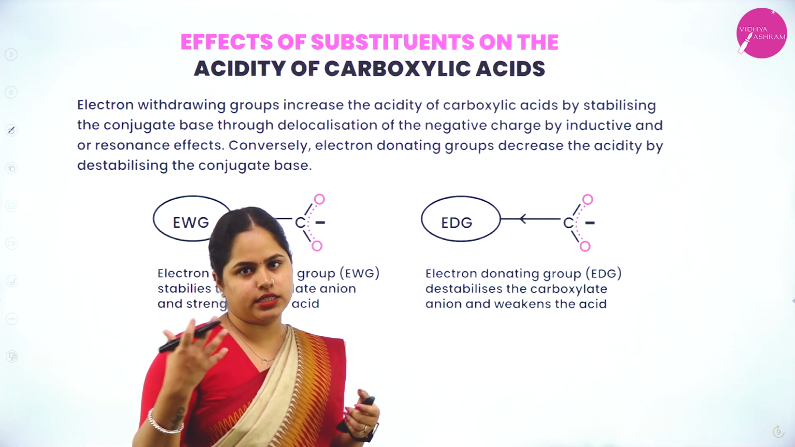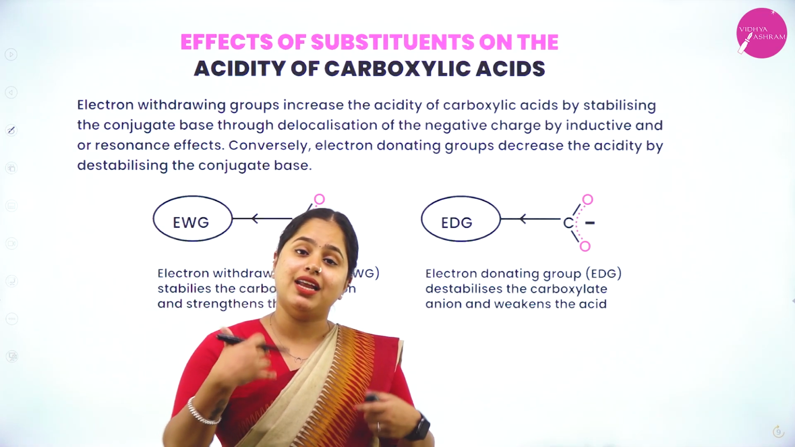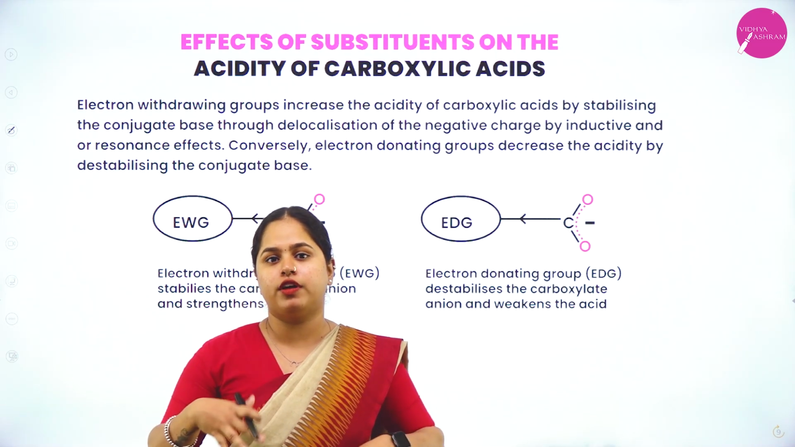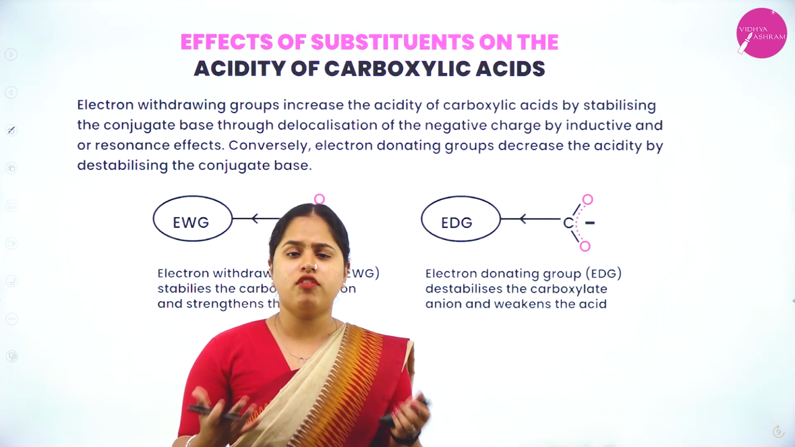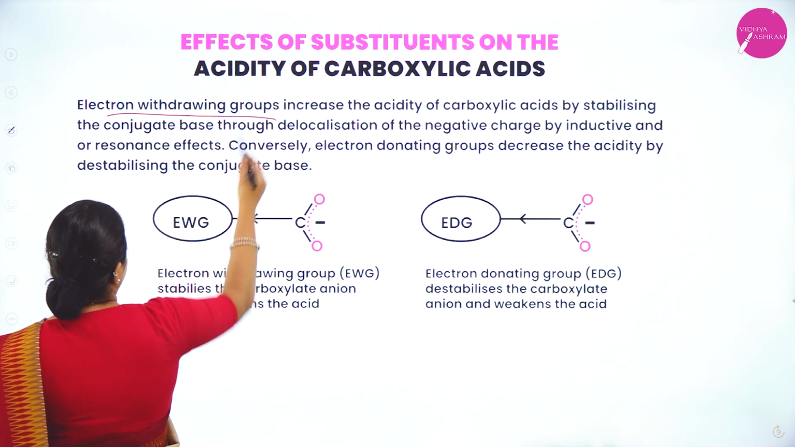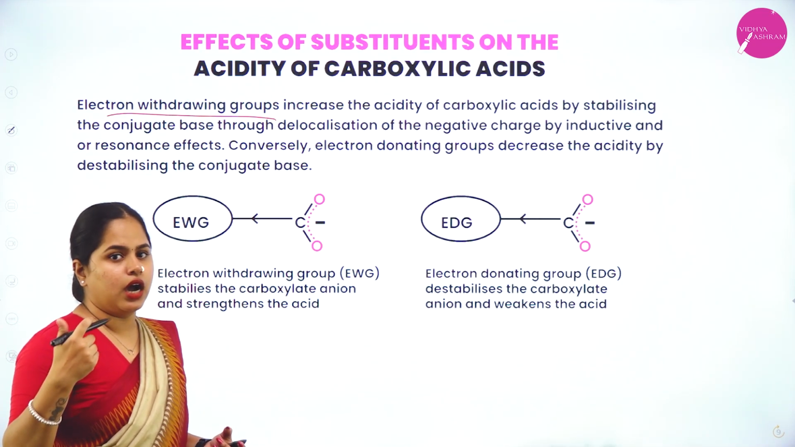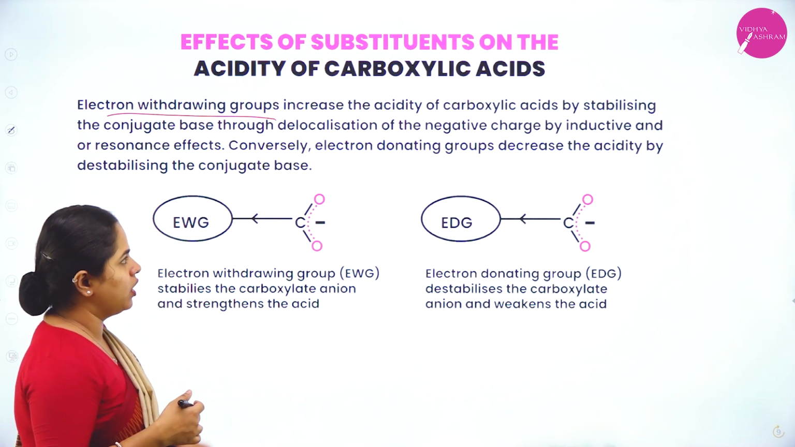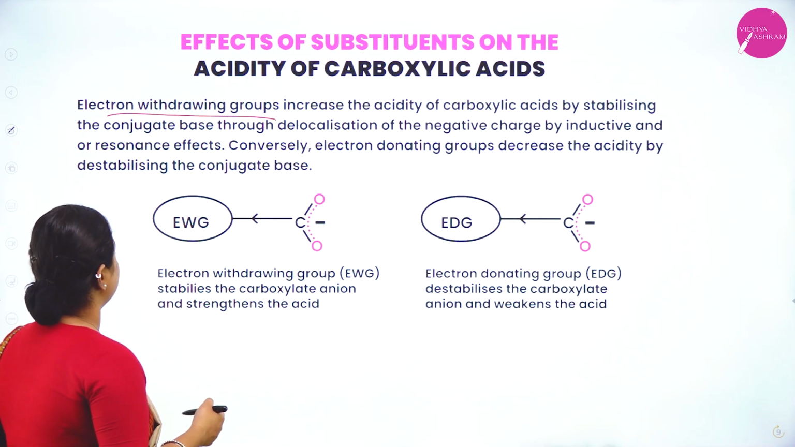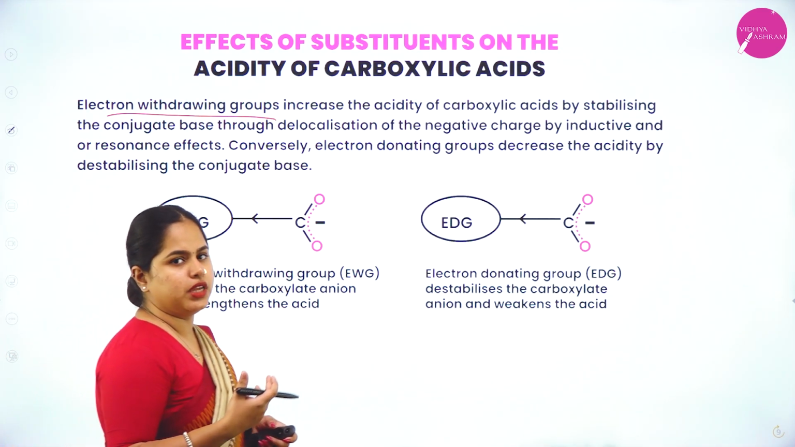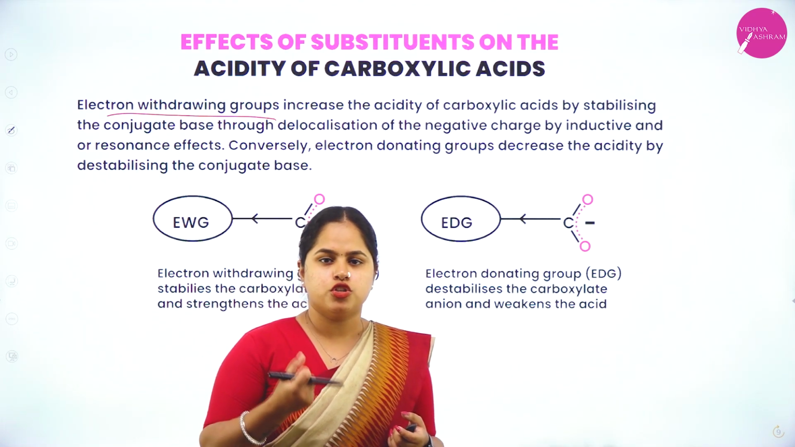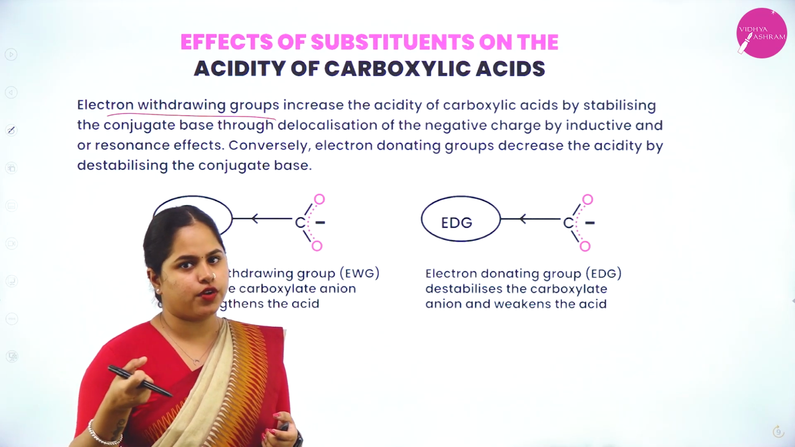So carboxylic acids have the general formula COOH, and there may be other substituents also present, right? For example, if an electron withdrawing group is present or if an electron donating group is present, what will happen to the acidity of this carboxylic acid? Let's see. Electron withdrawing groups, that is, they take up electrons from the carboxyl group, increase the acidity of carboxylic acids by stabilizing the conjugate base through delocalization of negative charge by inductive and resonance effect. So the carboxyl group is already electron rich because of the presence of 2 oxygen atoms. So electron withdrawing groups will take up the extra electrons from the carboxyl group.